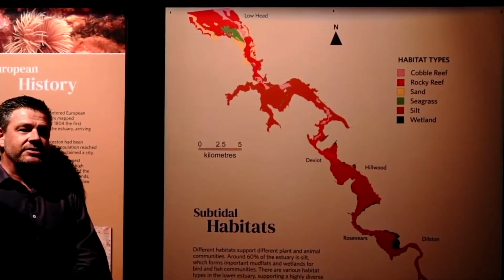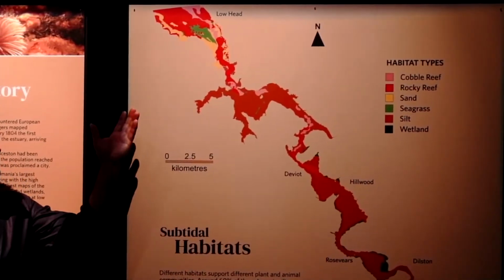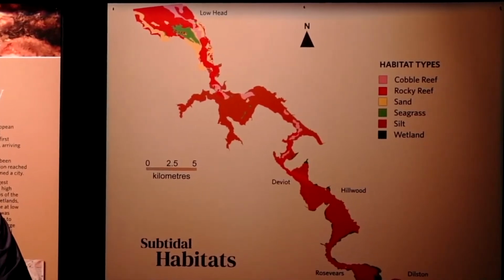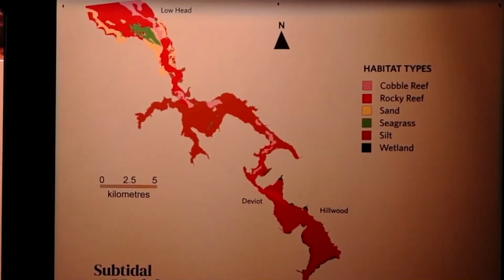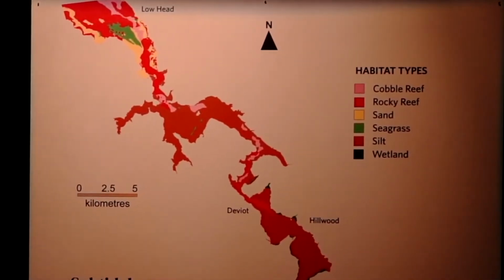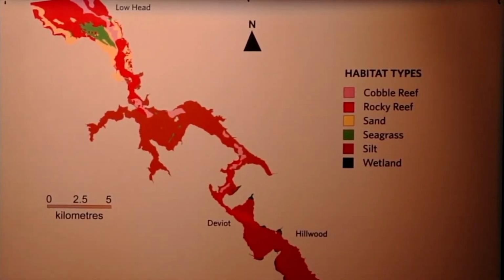Each of the different habitat types supports different plants and animals. And so here at the head of the estuary, you can see a range of different colours representing different habitats like sand, rocky reef, cobbles and such. And each of those supports a different suite of animals. Now I'd like to show you some of those animals.